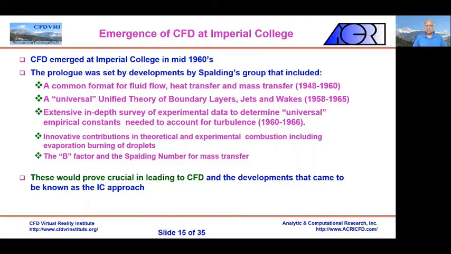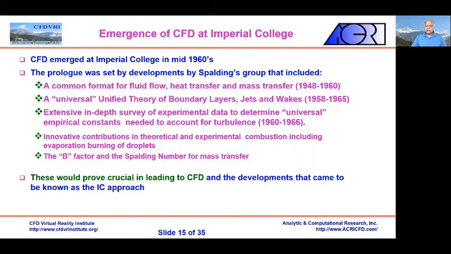Before that, we looked at each solution, each aspect of flow or each application, as a distinct application. More important than these two, Spalding had done with his students an extensive in-depth survey of experimental data to determine the universal empirical constants that are needed for turbulence. These came very handy when it came to applying CFD to practical problems.